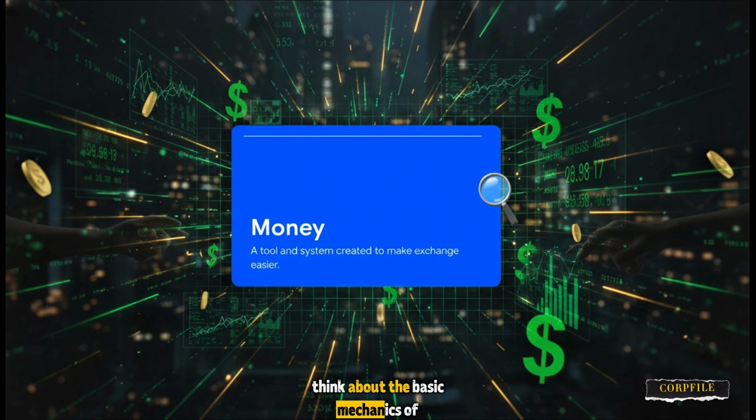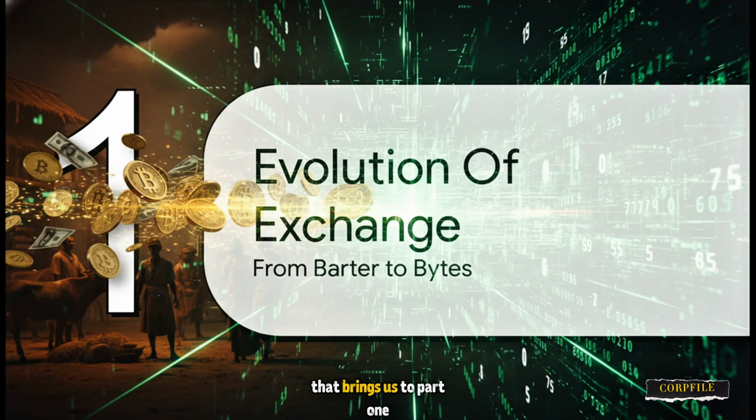Think about the basic mechanics of trade for a second. Instead of dealing with the incredible friction of trading physical goods directly, where you're just hoping someone has exactly what you need, the process becomes beautifully simple. You give money and you receive value in return. It acts as a flawless, universal medium of exchange. That brings us to part 1, the evolution of exchange.